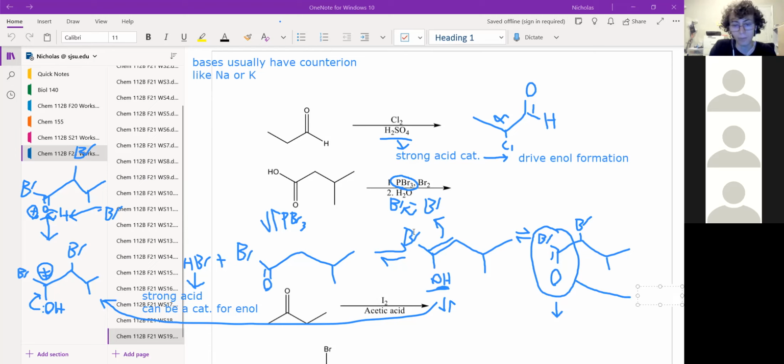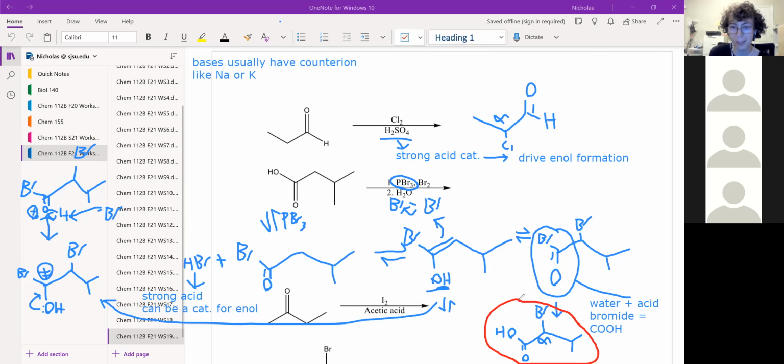And then carboxylic acid, because that's hydrolysis, that's a chapter 21 reaction. So in the end, all we did is we put a bromine on the alpha spot. We have the same carboxylic acid. We just put a bromine at the alpha position.